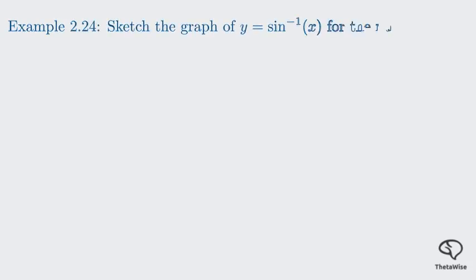Let's apply our 6-step guide to our first example, the inverse sine function. Our goal is to sketch the graph of y equals sine inverse of x. Notice the problem gives us the range directly as negative pi over 2 to positive pi over 2. This is the standard restricted range for the inverse sine function. Okay, let's follow our 6 steps.